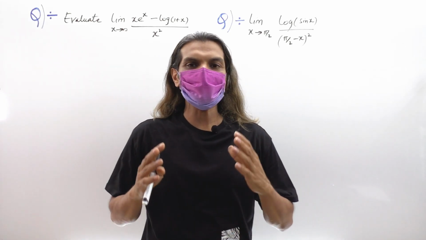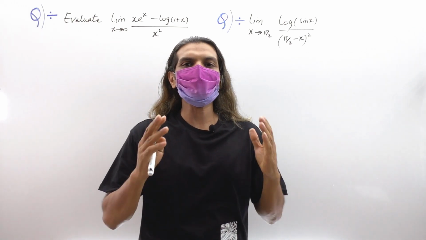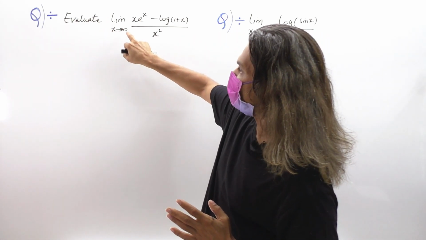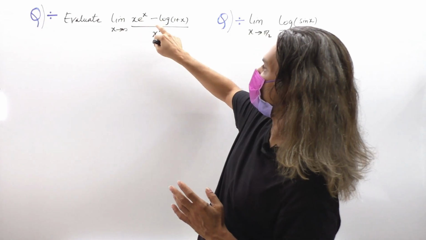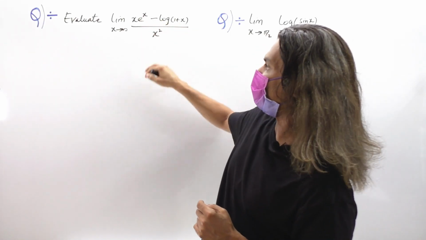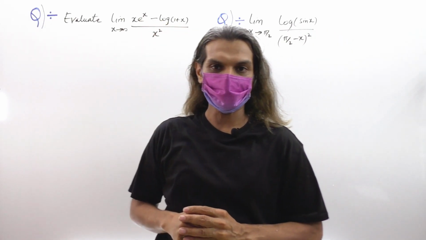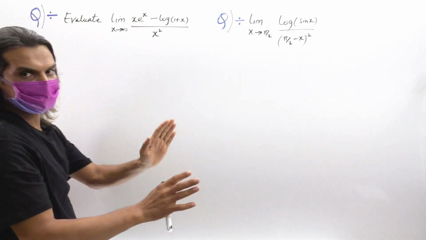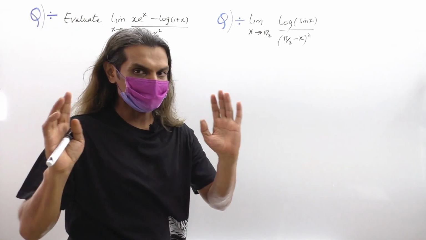To understand L'Hopital's rule perfectly, we start solving some basic simple questions. The first question is: evaluate the limit as x tends to 0 of x e raised to x minus log of 1 plus x in the numerator, whole divided by x square in the denominator. So first, what to do? This is a fraction, done. So we can easily apply L'Hopital's rule.